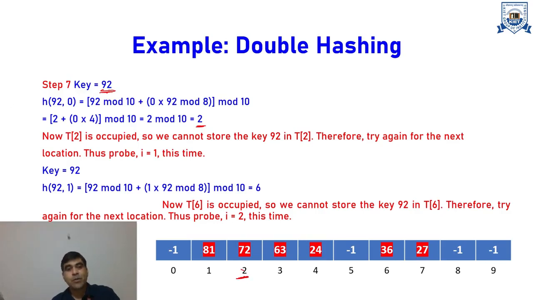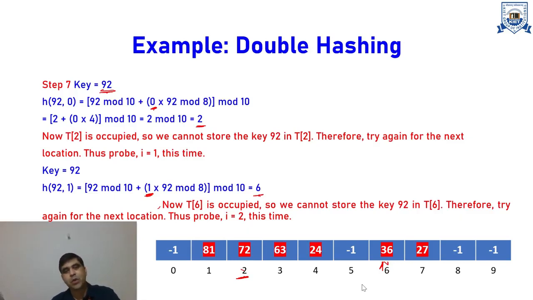So what we need to do is rehash with the value of i equal to 1. Here we have used the value of i as 0, but now we'll use i as 1 because this is probe 1. So when you use probe 1, you get the address 6. Again, address 6 is also occupied. 36 is already stored, so you cannot store 92 in index 6.